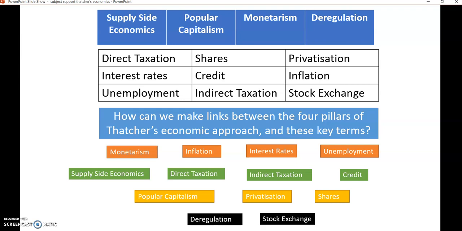And finally, we've also got deregulation. So this was the Big Bang, which happens in October 1986, where she took away a lot of the rules and regulations about the stock exchange and made London the financial capital of the world.